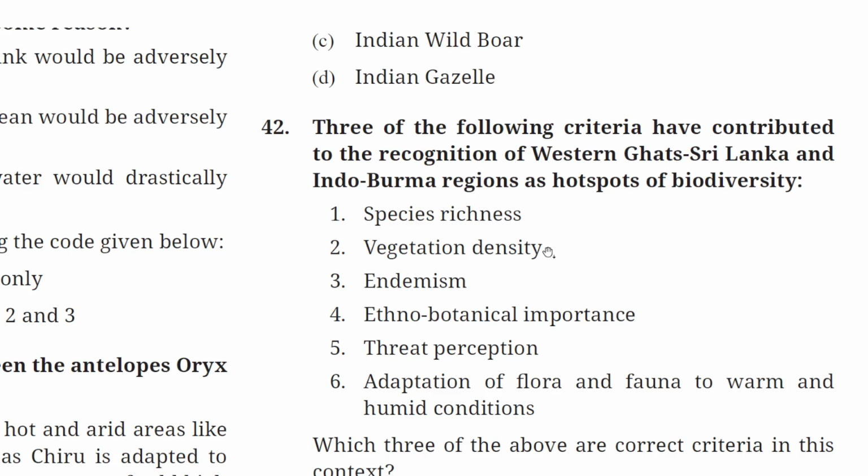So let's see one by one. Species richness, yes, it should be the criteria. Vegetation density is never the criteria. Endemism is the criteria, yes. Ethnobotanism and threat perception is not the option. But adaptation of the flora and fauna is the answer. So answer is 42, C, 1, 3, and 5.